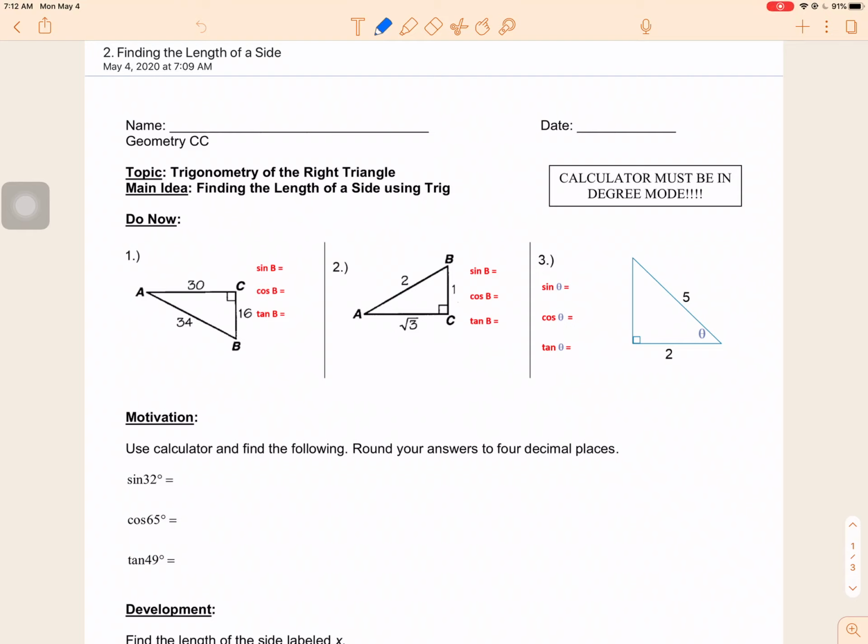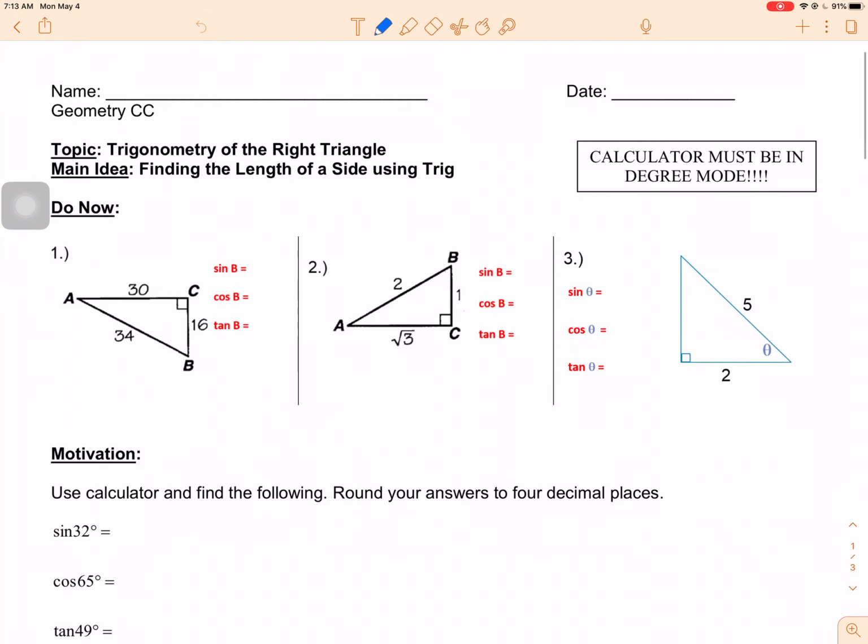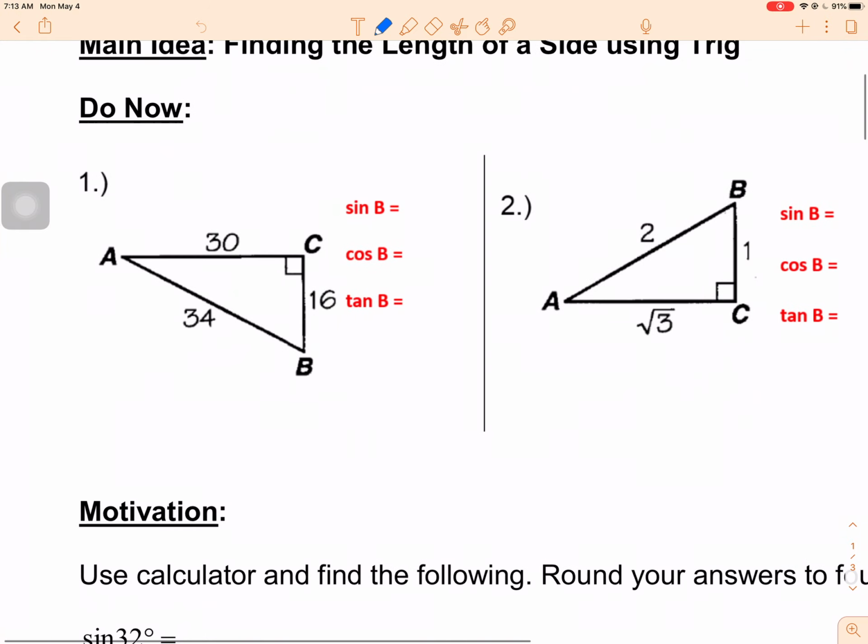Hey guys, so we're going to now use trig to help us find the missing sides in right triangles. This should be a little review from geometry, just something we want to work on some more. So just as a refresher, let's do one or two of these from the Do Now. Given the sides of this right triangle ABC, find the ratio of sine B, cosine B, and tan B.